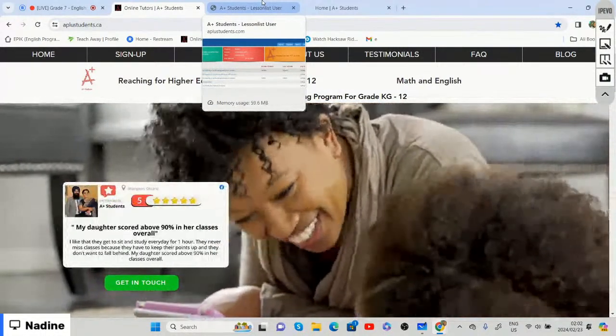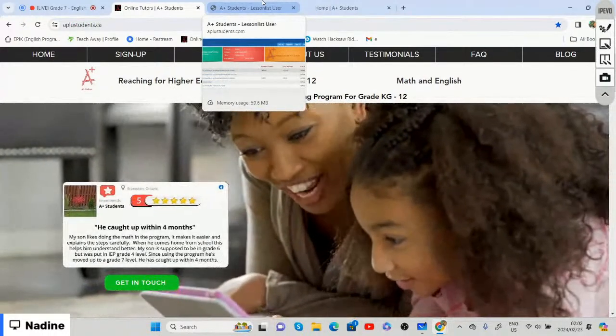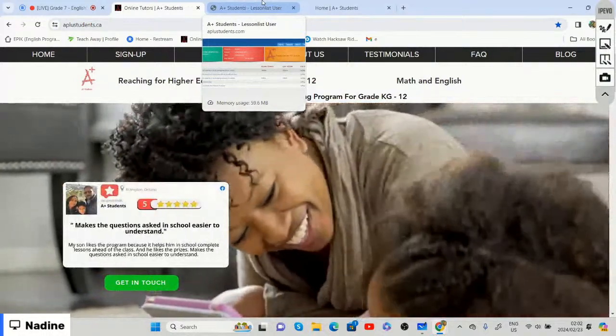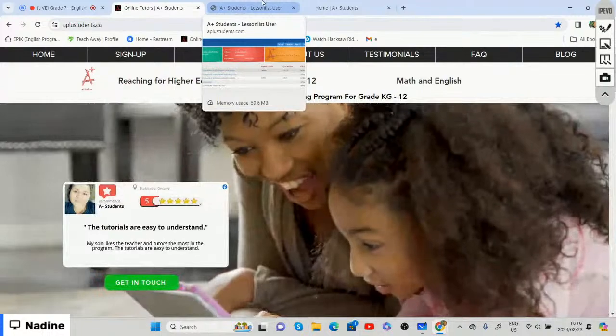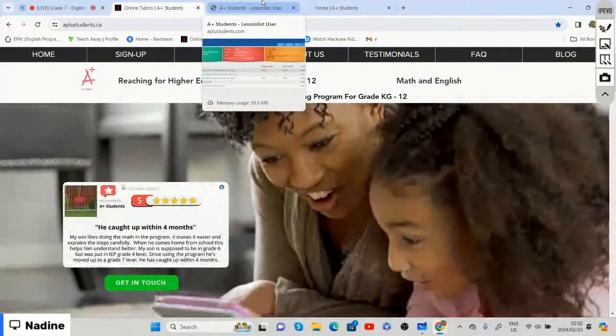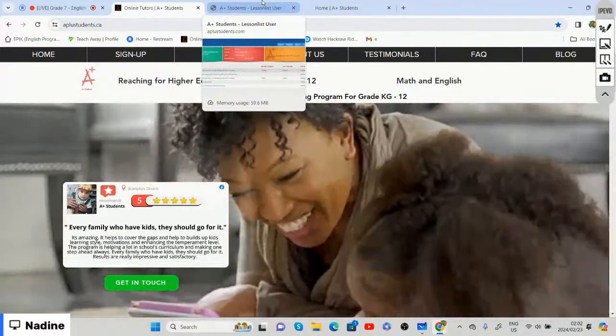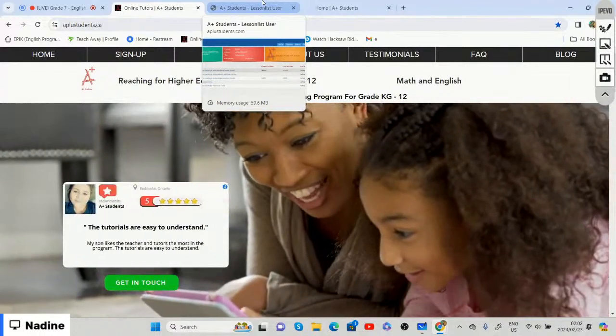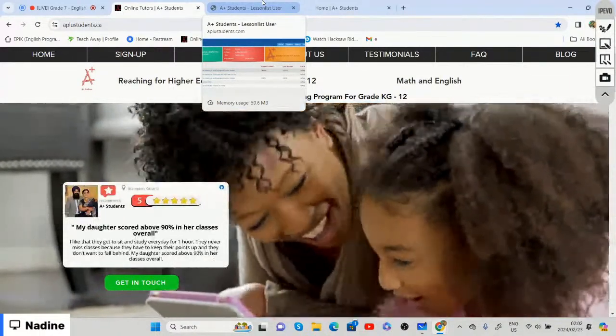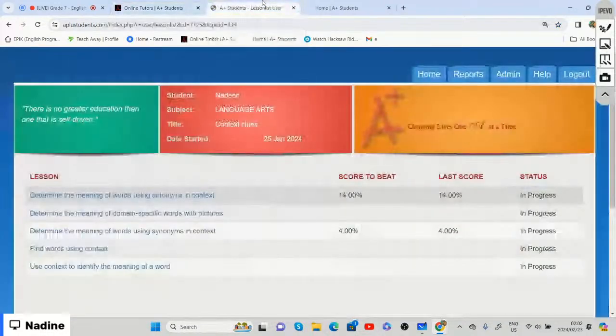Before we start our lesson on context clues, we're going to log on to aplusstudents.ca. Once we log on with our username as well as our password, we're going to select the subject of language arts, grade 7, and then scroll down until we get to the chapter of context clues. Yes, we already did context clues, but we're going to go back and look at finding words using context clues as well as using context to identify the meaning of the word.